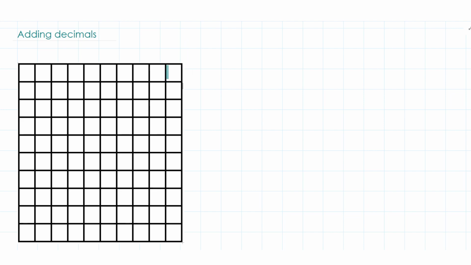What if I shade in one of these squares? What fraction of the whole grid has been shaded? Well, we know there's 100 squares in total, 100 parts in total, and we shaded in one of those. So the fraction is 1 out of 100, 1/100th. And writing that as a decimal, how do we write that as a decimal?